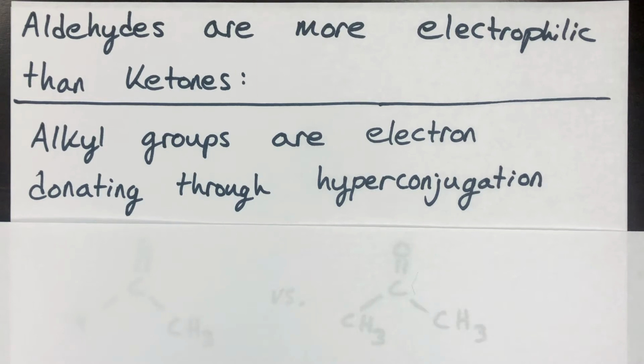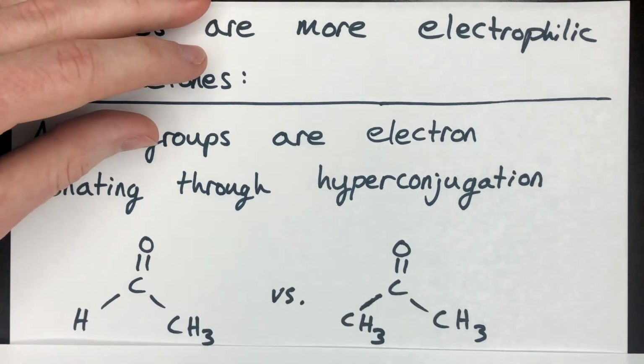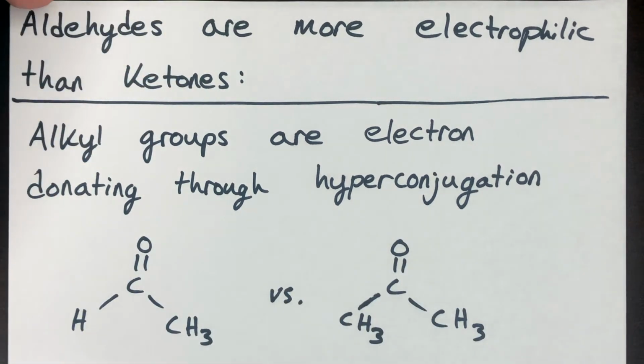A more substituted carbocation is being stabilized by these alkyl groups, which can essentially donate their electrons to that positive charge through this phenomenon. It's called hyperconjugation, which again stabilizes that positive charge and in essence would make it less electrophilic. So this is the exact same phenomenon that's occurring in aldehydes and ketones, and why aldehydes are more electrophilic.